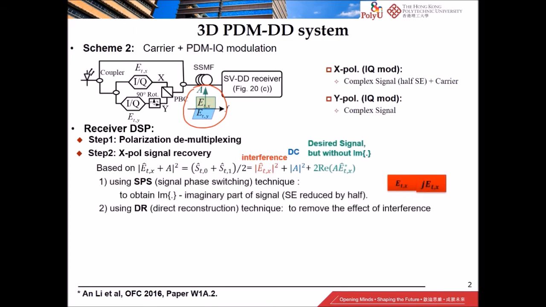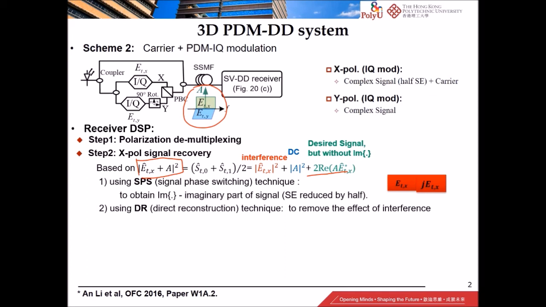and then afterwards you will get an estimate of the transmitted Stokes vector. The next step is to recover the signal in the X polarization. Essentially, the signal power at the X polarization is just the sum of the S0 and S1 components. You can see that it contains a few terms, and this term is the term that we desire. Now notice that we are only able in this setup to recover the real part of EX, the signal in X polarization.